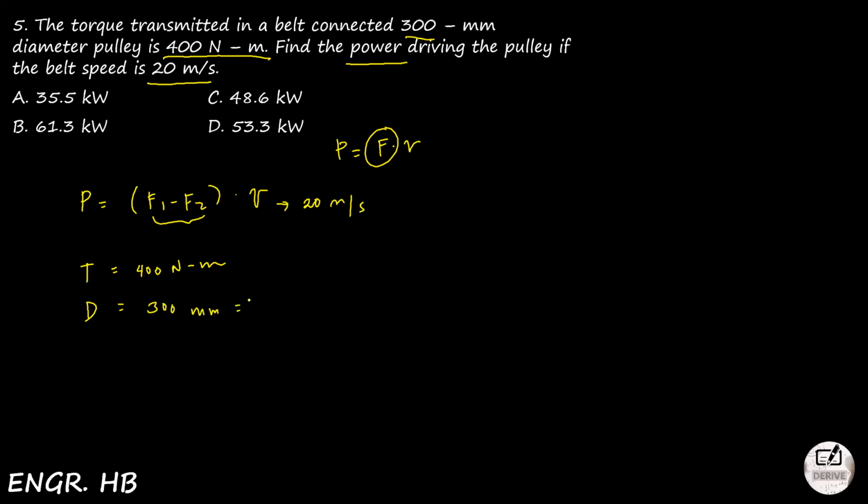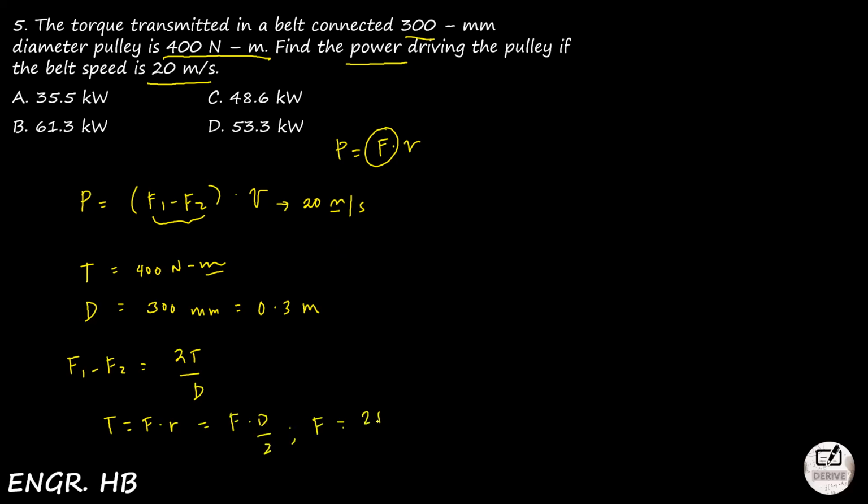And I will convert it to meters, since meters are the given units here. So that will be 0.3 meters. And way back in our other questions, guys, we all know that the net belt pull is also equal to twice the torque over diameter. And again, this is derived from the torque being equal to force times radius. It will become force times diameter over 2.